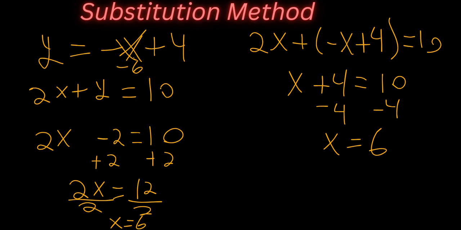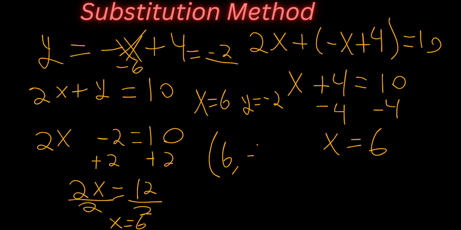Let's clean that up a little bit. Negative 6 plus 4 equals negative 2. That's our answer. So we have x equals 6, and y equals negative 2. We need to put that in ordered pair form, so 6, negative 2. That is our final answer. That is our point that satisfies both equations using the substitution method.